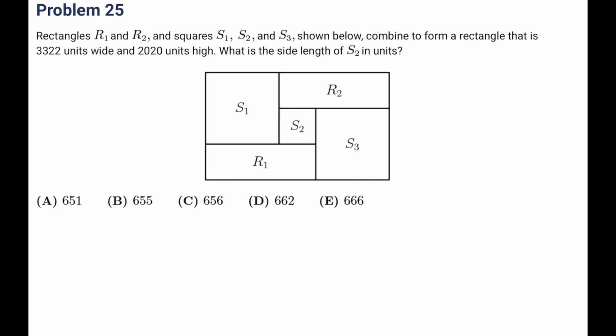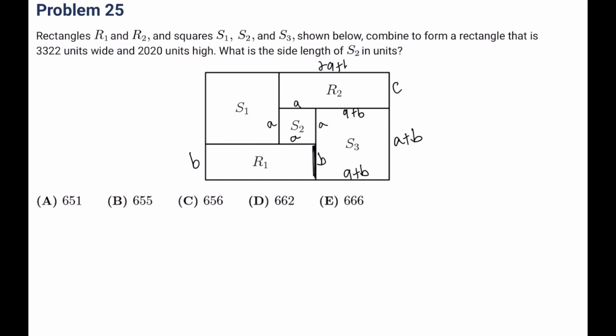So if we label S2 as A, we know that it's a square, so each of these are A. And then we're going to label this side as B. So then we know that each of these is A plus B because it's a square and all sides of the square have equal length. A plus B. We know that this is B. And then we're going to need to add one more variable. So we're going to call the side length of R2 here as C.